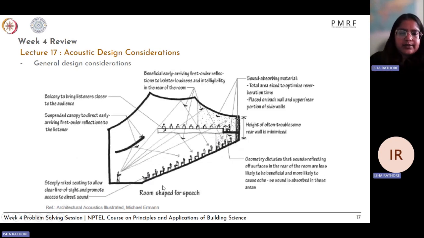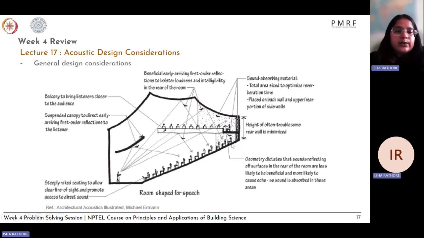Then again, we have similar different things. These are particularly for special sound environments. So usually you have steeply raked seating to allow a clear line of sight and promote access to direct sound. So each person who's sitting on these rows can directly see, and his line of sight is not being blocked by the person sitting in front of him, and also these persons have access to direct sound which is coming to them, and this path is not being broken. So this is the first thing, this steep raked seating is for both visual comfort as well as acoustic comfort.